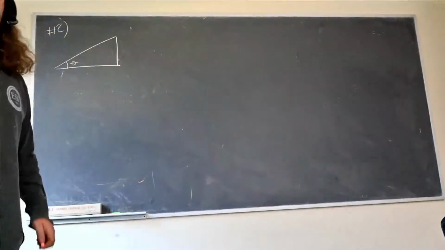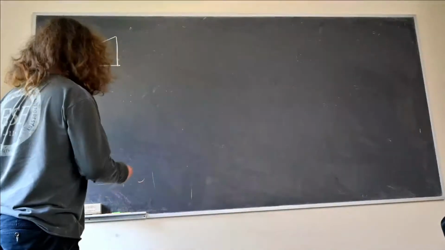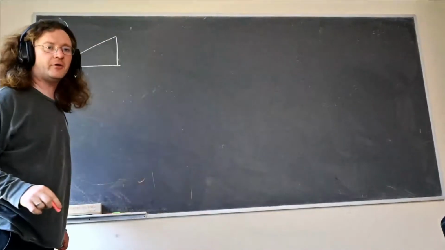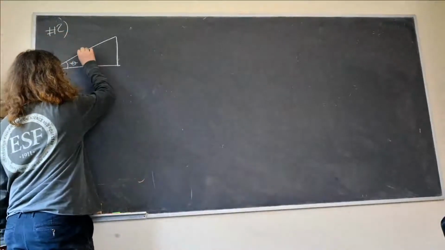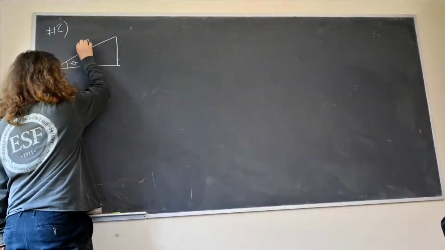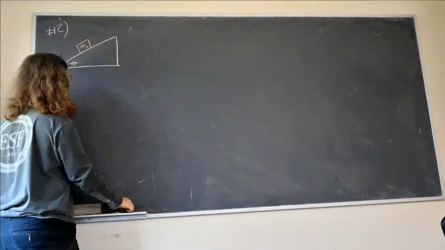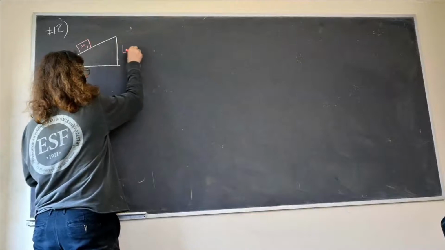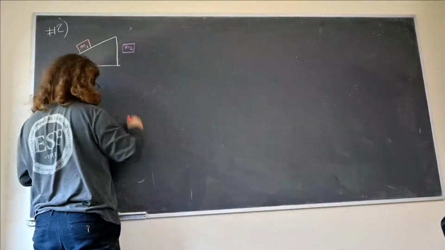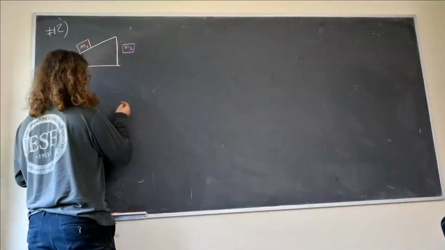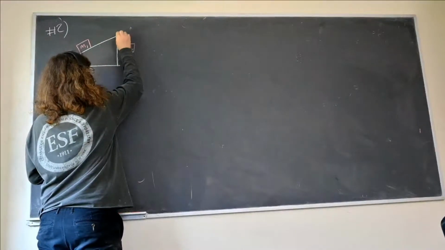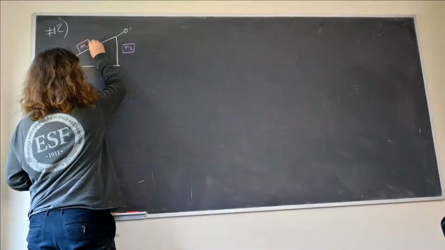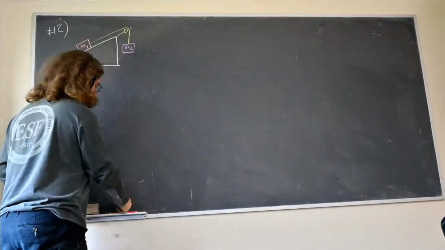Hi, welcome to the solution to number 2 from the practice exam. This problem asks you to imagine a slope with angle theta with two objects here. I'm just going to label them M1 and M2 rather than big M and little m. So there's M1 there, M2 there. They're connected by a string that runs over a pulley, and the string goes like that.